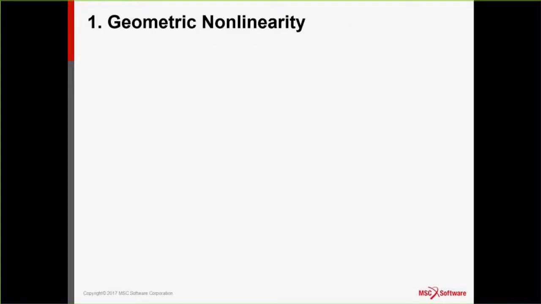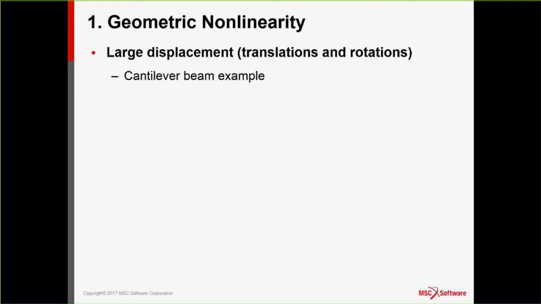Let's look at, first of all, geometric nonlinearity. The term itself implies, right, it's something that's moving and deforming, so it's changing its geometry, the way it looks. And the most common type of geometric nonlinearity is large displacement, something that's deforming quite a bit in translation and/or rotations. Let's look at a simple cantilever beam example.